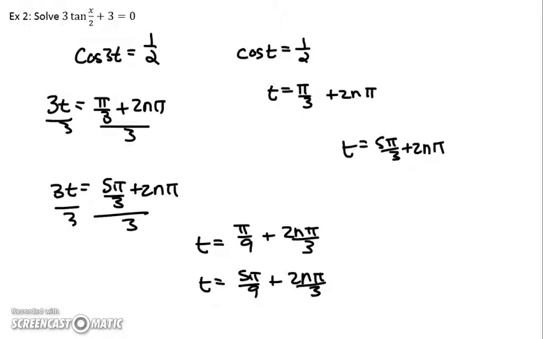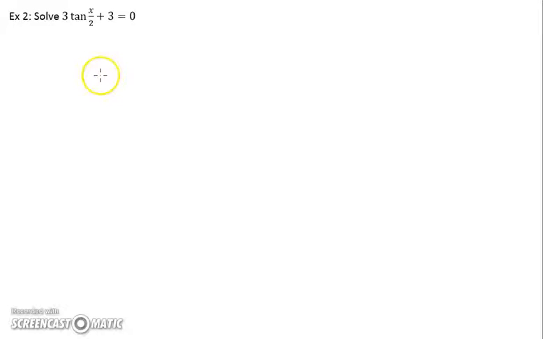So let's look at one more example. 3 tangent of x over 2 plus 3 equals 0. So we're going to take the same strategy. We're going to subtract our 3, divide by 3. So we're going to get tangent of x over 2 is equal to negative 1.